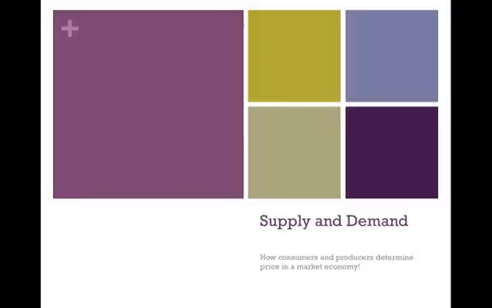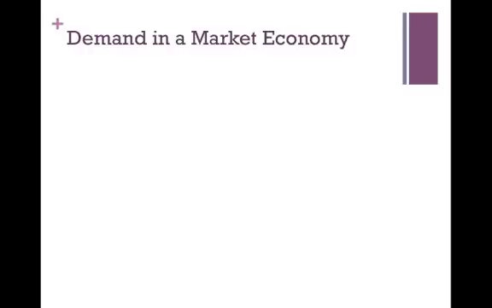This is supply and demand, how consumers and producers determine price in a market economy. And as you recall, America is a great example of a market or capitalistic economy. We know that in a command economy, the government has a large say in determining what the price is. But in a capitalist or market economy, how is price determined? And it goes back to a relationship between supply and demand, or producers and consumers.